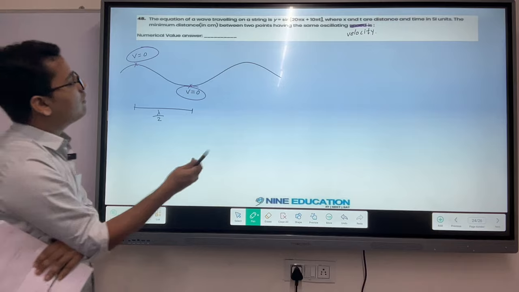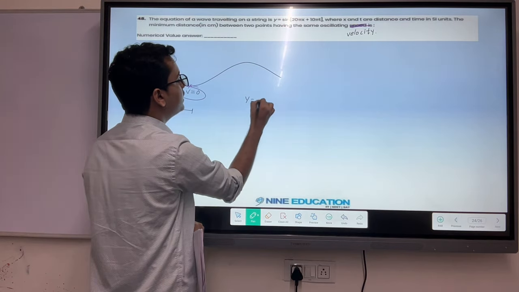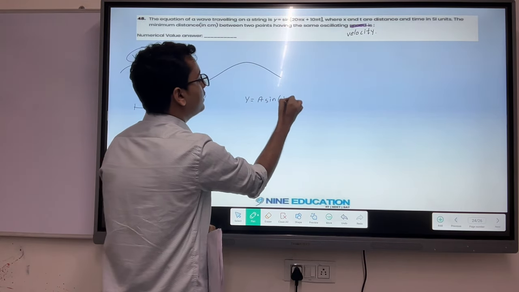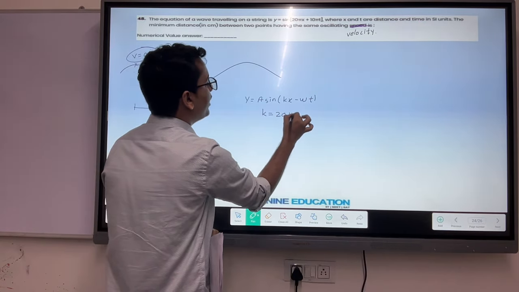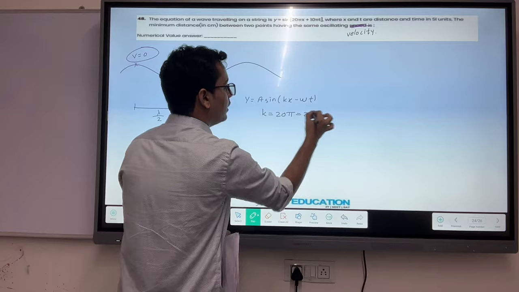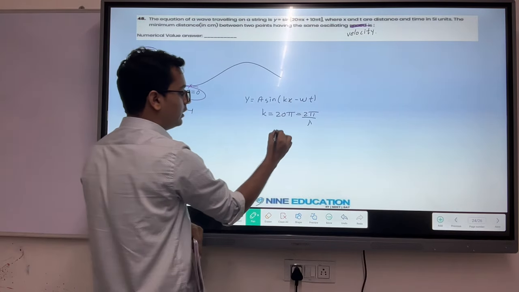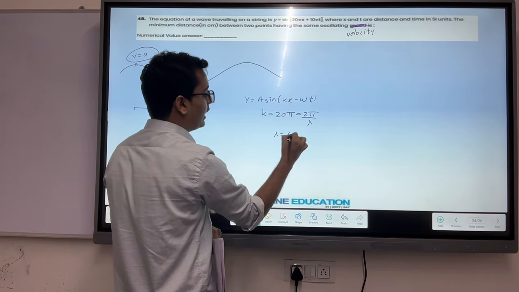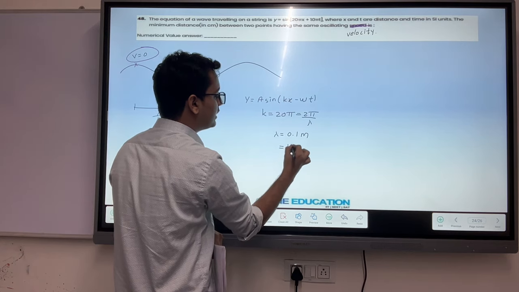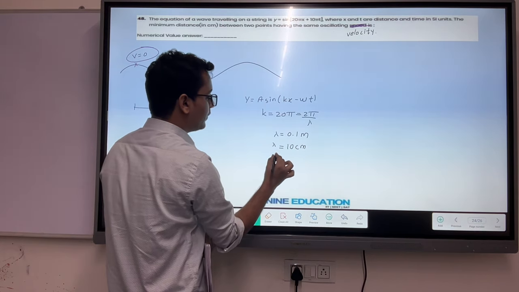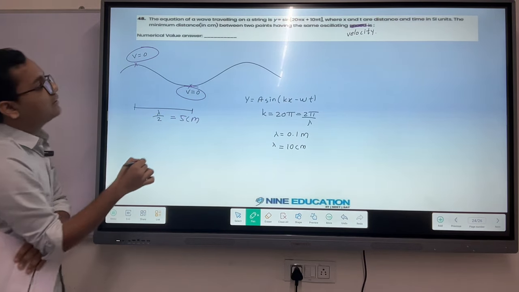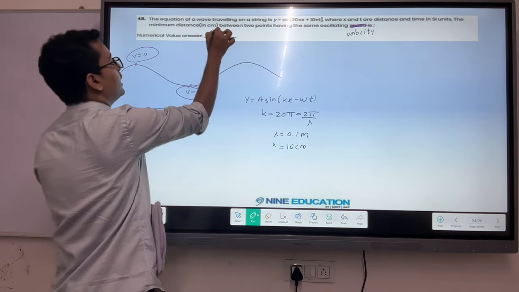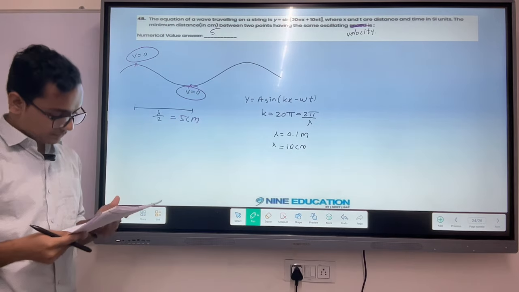How do you find the value of lambda by 2? Just equate this with y equal to sin(kx minus omega t). I got k as 20 pi, which is nothing but 2 pi by lambda. Okay, so from here you will get lambda as 0.1 meter, which is nothing but 10 centimeter, and this lambda by 2 value is 5 centimeter. Okay, so answer is 5. Clear?